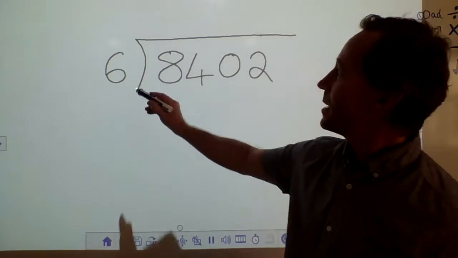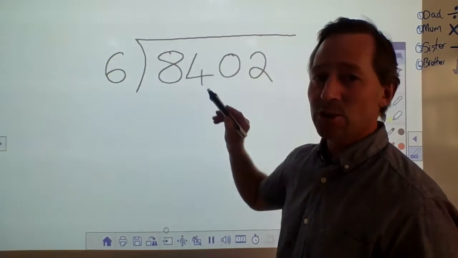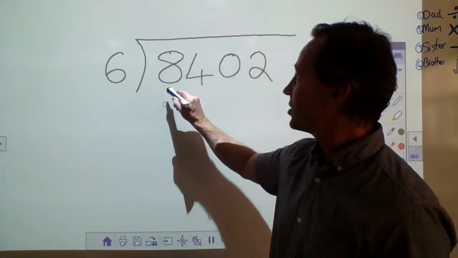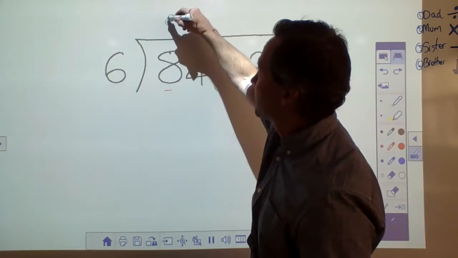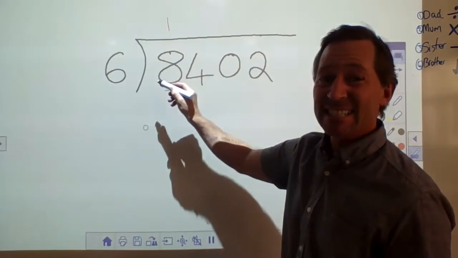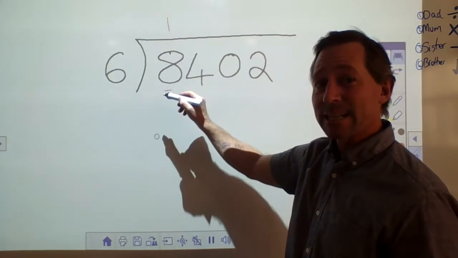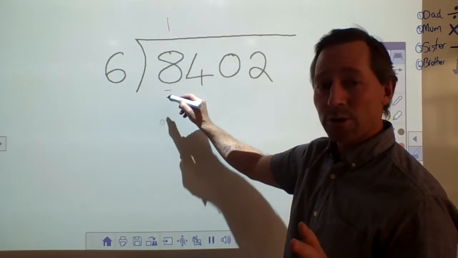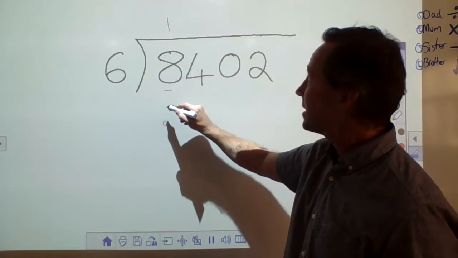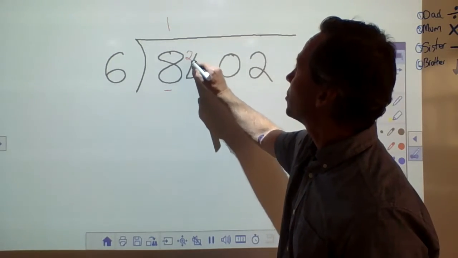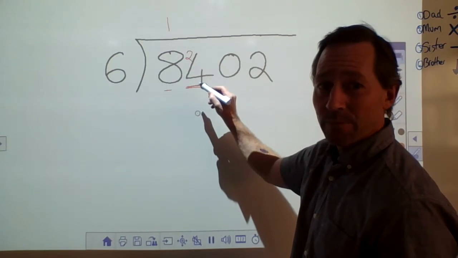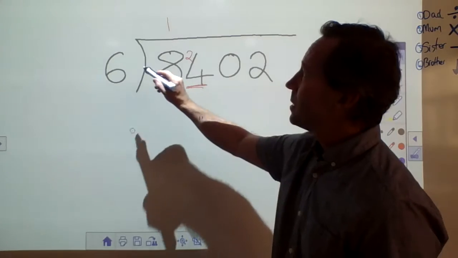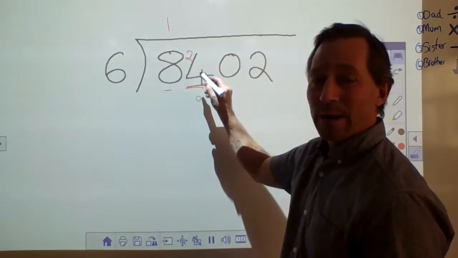Let's work this out. How many times can 6 fit into 8? Just this one digit first. We know it can go in once. 1 times 6 is 6. 8 take away 6 leaves 2. Instead of putting the remainder in the numbers down here, I put the 2 next to the 4. So this is really looking at 24. Okay, so 24. How many times can 6 fit into 24?